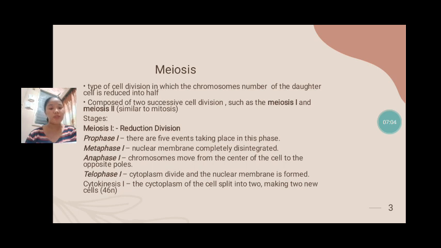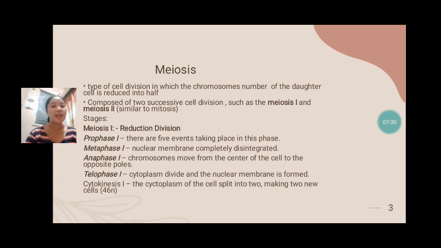Again, in prophase 1 in the meiosis cell division, the homologous chromosomes pair. So the homologous chromosomes are paired up, and then the exchange of genetic materials through crossing over, and then the nuclear envelope breaks down and the spindle fibers form.